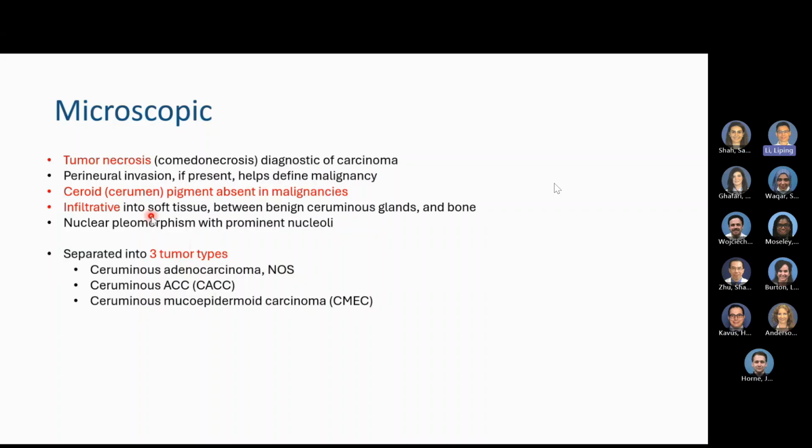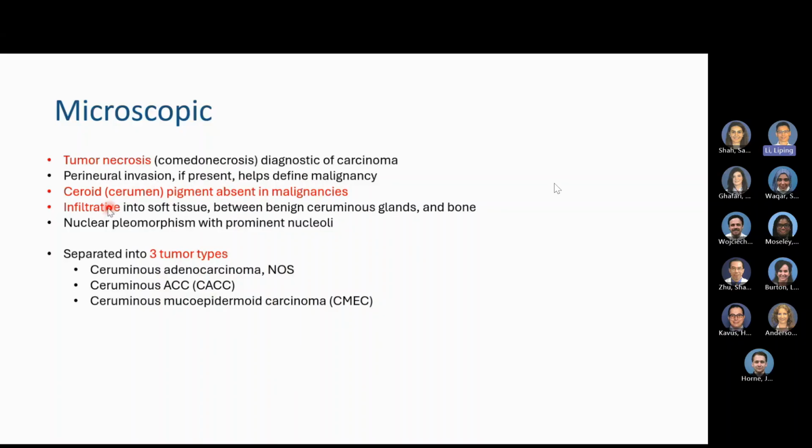So basically, if you find tumor necrosis, especially this comedonal necrosis, this is one of the diagnostic features. And then perineural invasion, of course, can help you define malignancy. And then one special thing in this anatomic area, there is this cerumen pigment. This is a lipofuscin pigment. If it is a ceruminous adenoma, usually because they are well differentiated, you will find this lipofuscin pigment. But in malignancy, it is usually absent. This is a really helpful feature.